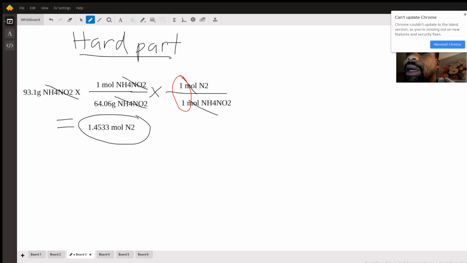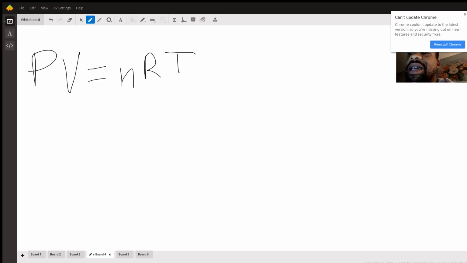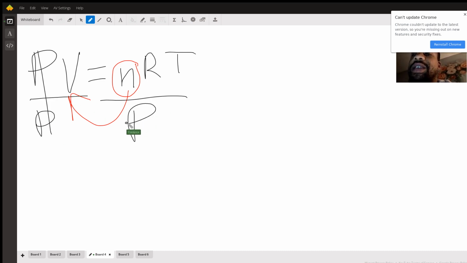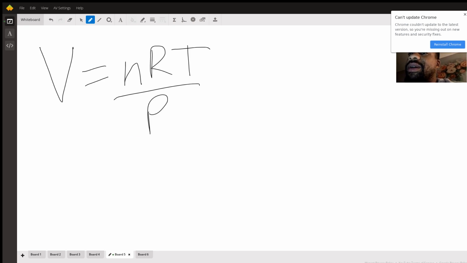These cancel out, and I can go from grams of NH4NO2 to moles of nitrogen gas, and I come up with 1.4533 moles of nitrogen gas. I can take that and plug it in to go from the moles of nitrogen gas to the volume of nitrogen gas. But to do this, you've got to know a little algebra. You just divide the pressure on both sides, and you get a brand new equation. V is equal to nRT divided by P.